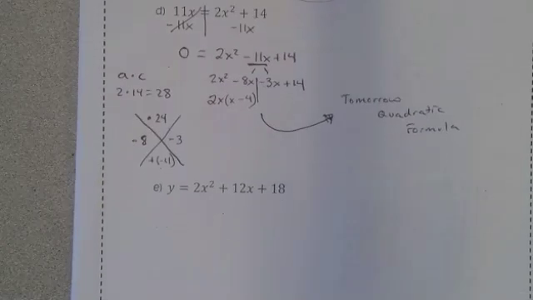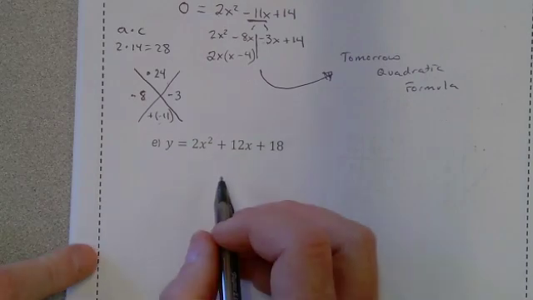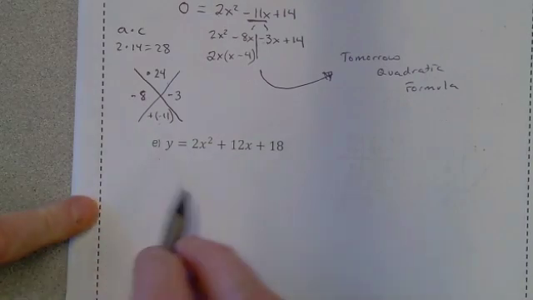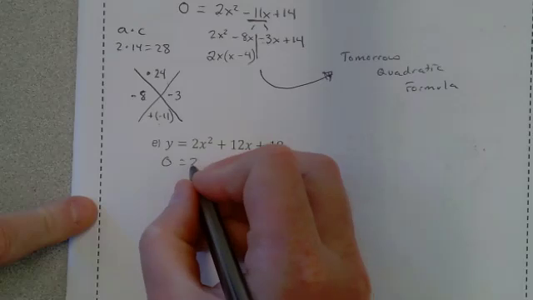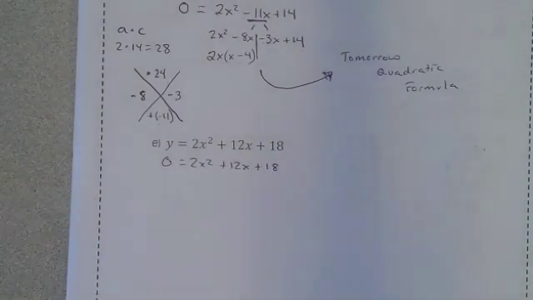All right, let's move down to E here. So we're going to do the same thing. Luckily, this one's already in standard form. So 0 equals 2x squared plus 12x plus 18.